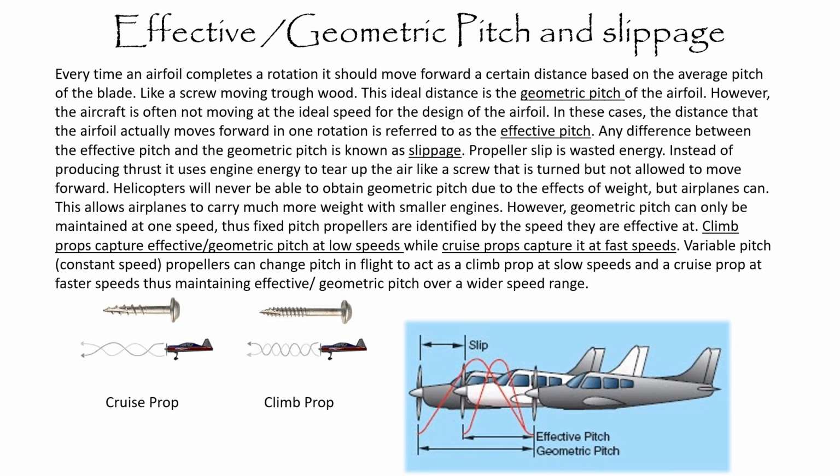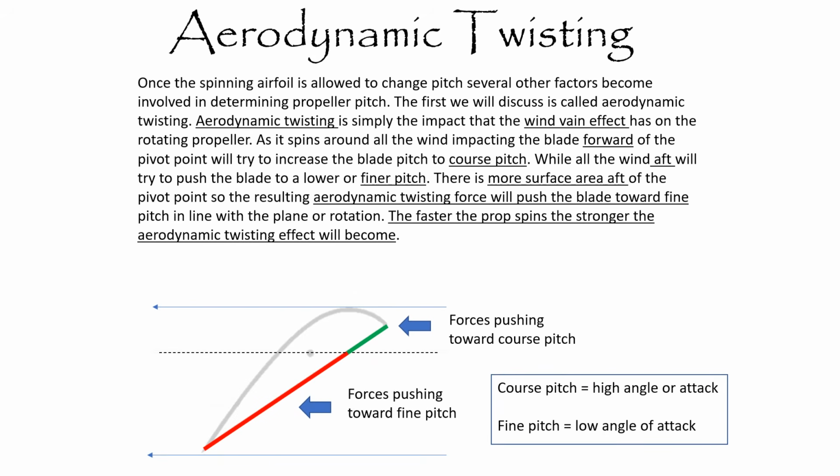However, geometric pitch can only be maintained at one speed. Thus, fixed-pitch propellers are identified by the speed that they are effective at. Climb props capture effective geometric pitch at low speeds, while cruise props capture it at faster speeds. Variable pitch or constant speed propellers can change pitch in flight to act as a climb prop at slow speeds and a cruise prop at faster speeds, thus maintaining effective geometric pitch over a wider speed range.